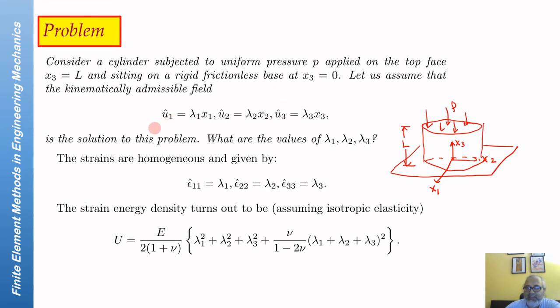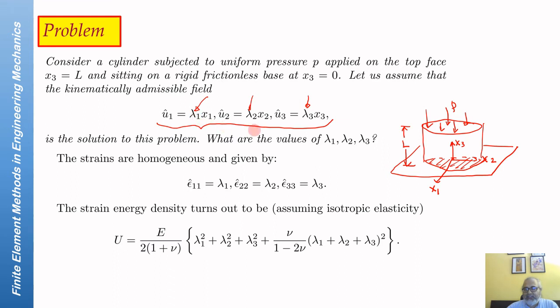So this is a guessed kinematically admissible displacement field. It is kinematically admissible because u3 is equal to 0 at x3 equal to 0. On this entire surface, x3 is equal to 0, and therefore on this entire surface u3 is also equal to 0, which satisfies the essential boundary conditions. We still don't know whether this deformation field is right or wrong, but it is definitely kinematically admissible. We now reduce this problem to the problem of finding lambda 1, lambda 2, lambda 3.